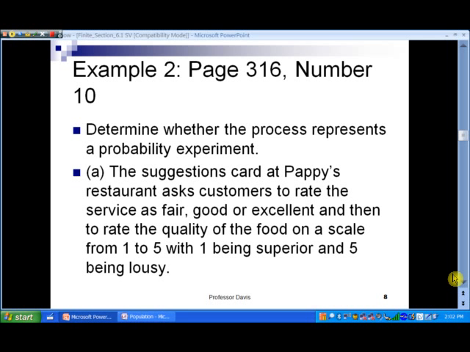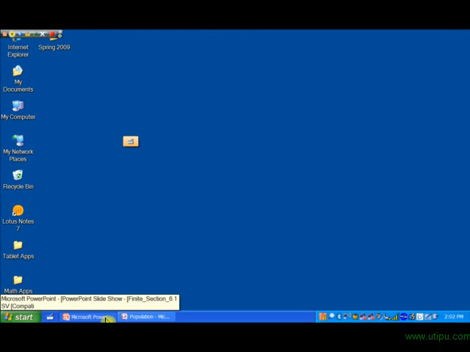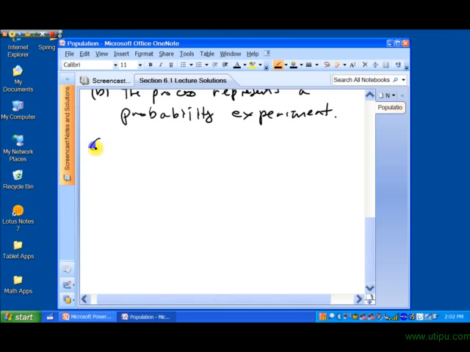Let's determine whether the process represents a probability experiment. So in part A here, it says the suggestions card at Pappy's restaurant asks for customers to rate the service as fair, good, or excellent, and then rate the quality of food on a scale from 1 to 5, with 1 being superior and 5 being lousy. Well, let's see here. Let's think about the solution for this now.